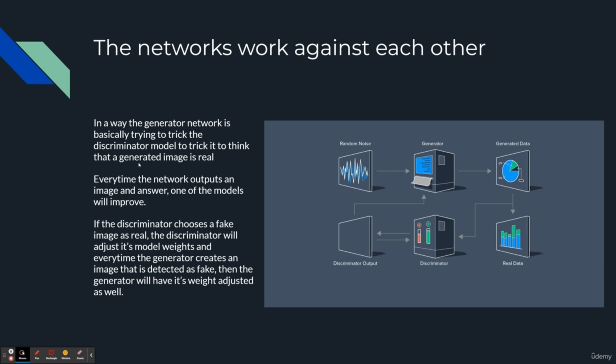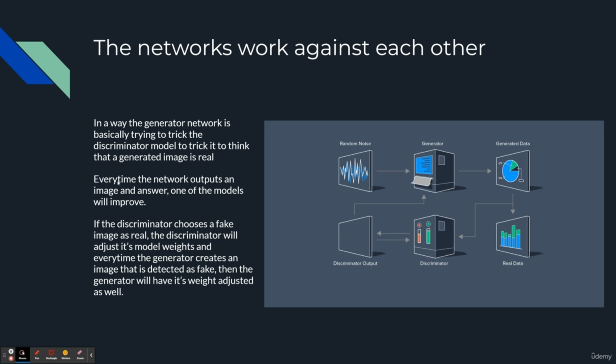So the adversarial part of this is the two models working against each other and fed back into each other to try to have an end goal of creating more lifelike images. In a way, the generator network is basically trying to trick the discriminator network to think that a generated image is real. And every time the network outputs an image and answer, one of the models will improve. So for example, if the discriminator network chooses the fake image as real, the discriminator will adjust its model weights, and every time the generator creates an image that's detected as fake, then the generator will have its weights adjusted as well.